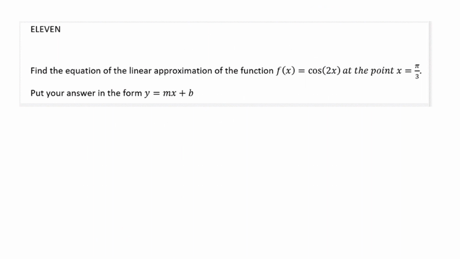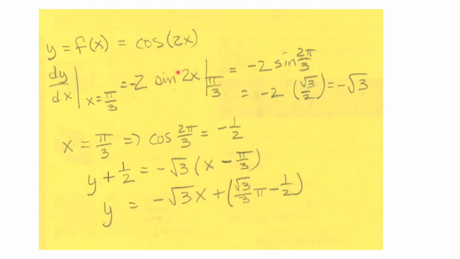Number 11, you were supposed to find the equation of the linear approximation to this function y equals f of x equal cosine 2x at the point x equal pi over 3, and I did ask you here to put your answer in the form y equals mx plus b. So you take the derivative to find the slope. That's going to be minus 2 sine 2x.